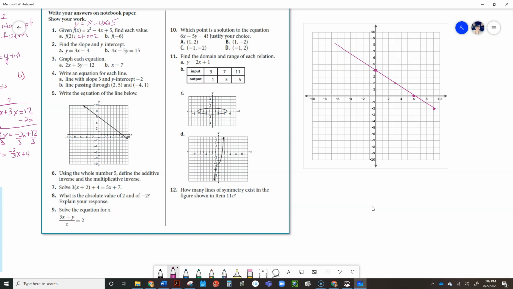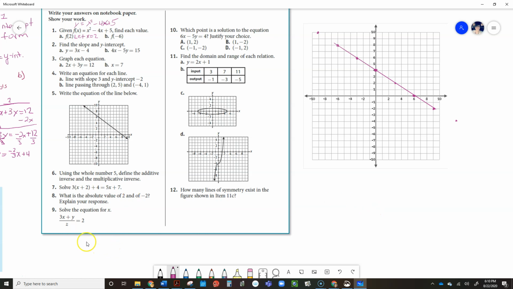My line was just a smidge off, but I could go up 2 and to the left 3, up 2, 1, 2, 3. Okay, and all of those points, as I'm using that negative slope, all of those points I'm finding are on that line. If I want it to go further, go up 2, 1, 2, 3, go over one more. I could go down 2, 1, 2, 3, and my line would extend on out there.